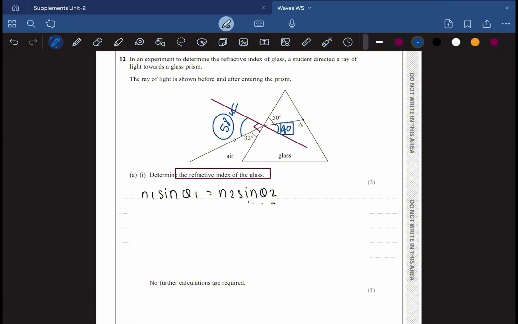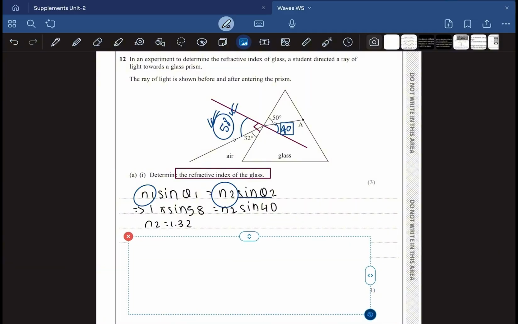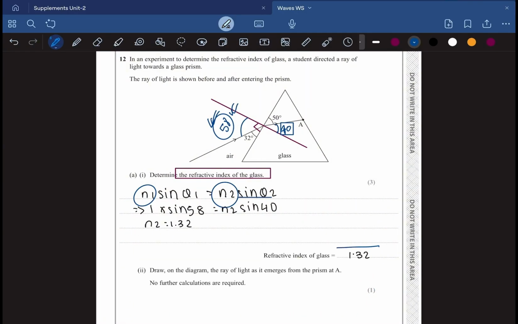Now in n1 sin theta 1 you will take this 58, and n1 is 1 because the refractive index of air is 1. And in n2 sin theta 2 we have to figure out the refractive index of the glass, and we know theta 2 is 40 degrees. So using all of them we will get that our refractive index is 1.32, and you will have to write it in the answer box.